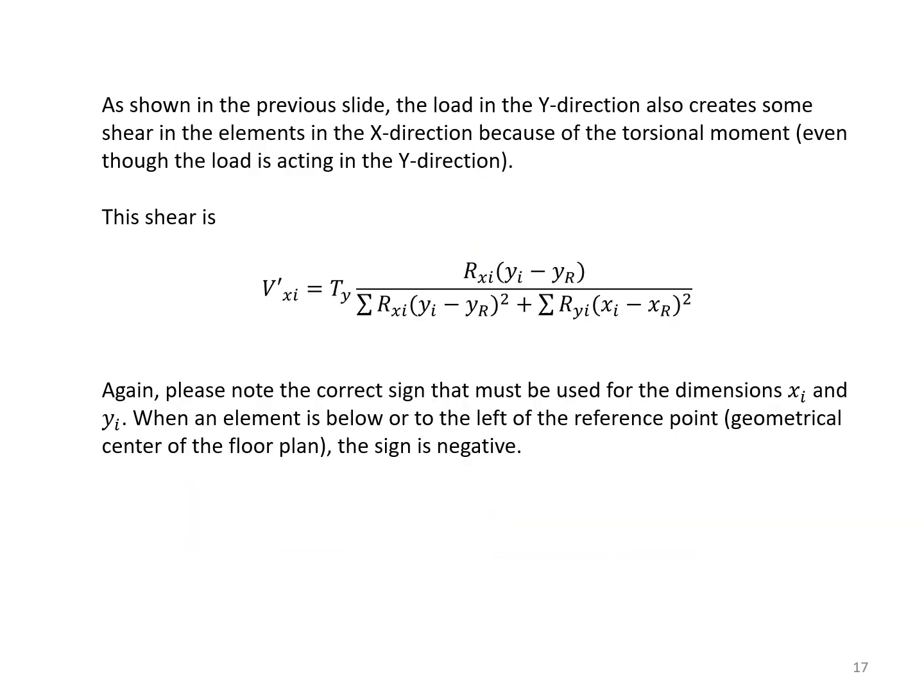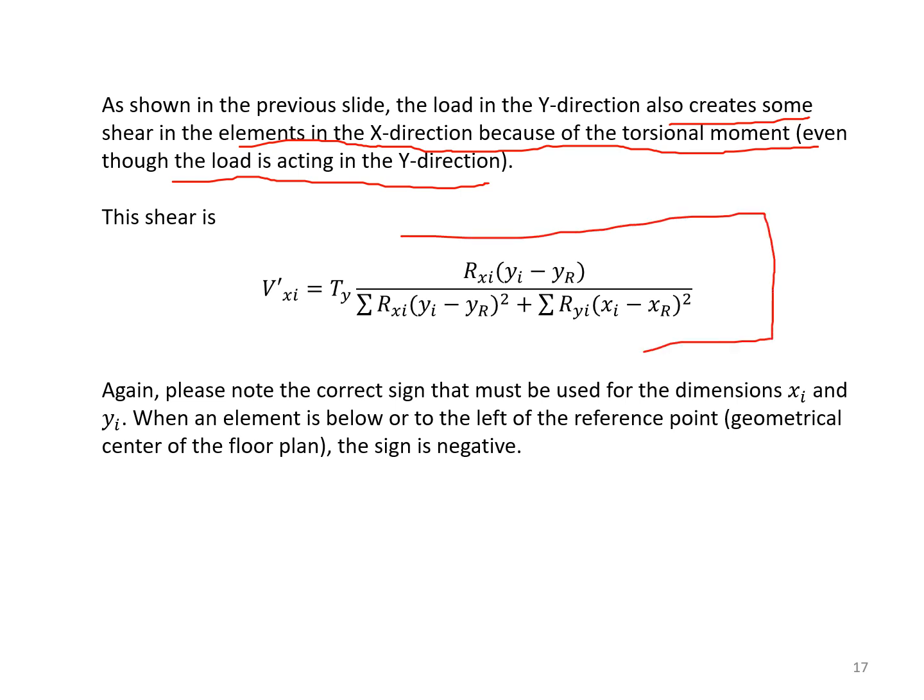And just like before, the load in the y direction also creates some shear in the elements in the x direction because of the torsional moment, even though the load is acting in the y direction. And how do we find that shear force? Here is the equation. Again, in this case, it could be plus or minus. And note the correct sign that must be used in the dimensions xi and yi: when an element is below or to the left of the reference point, the sign is negative. It is important you carry the negative sign throughout the calculations.